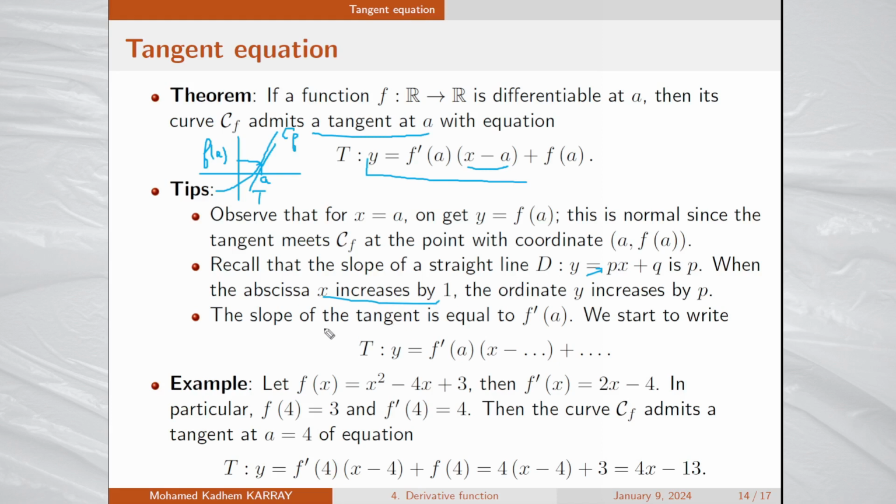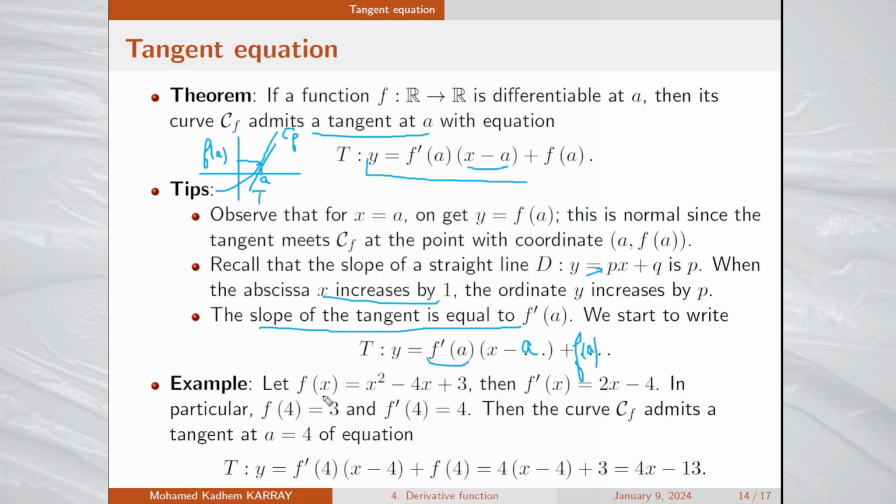Here is a way to retrieve the tangent equation if you forgot it. Remember that the slope of the tangent is equal to the derivative. So we start by writing the equation like this: y equals f prime of a, which is the slope, multiplied by x, and we prepare the continuation of this equation by making brackets here. So we say that we know that when x equals a, y equals f of a. And this is how we can retrieve the equation of the tangent to the curve.